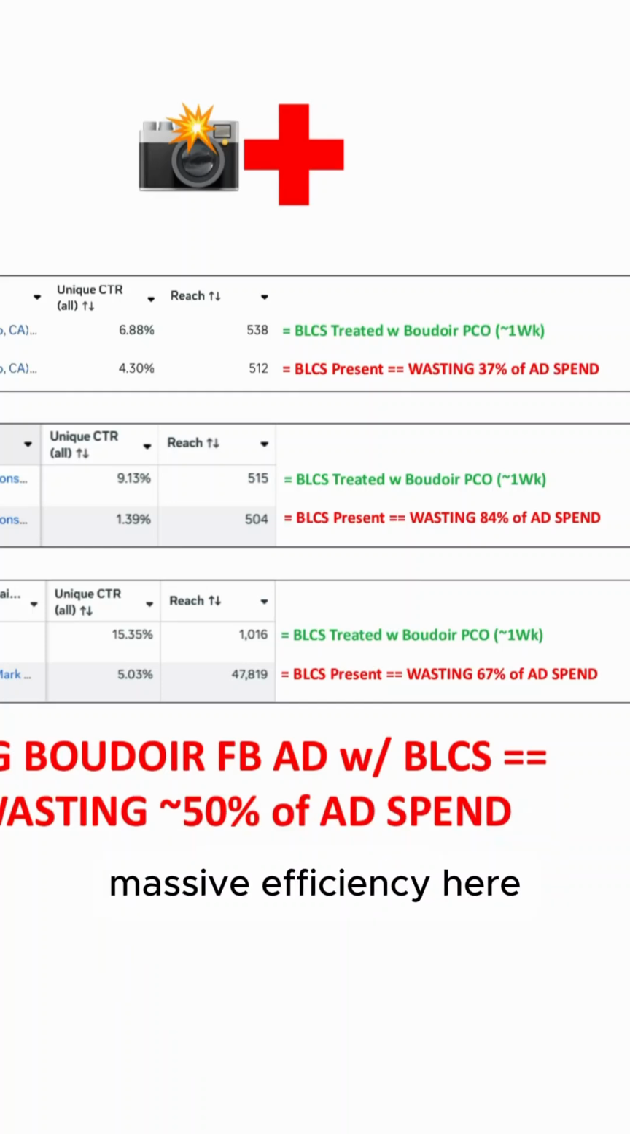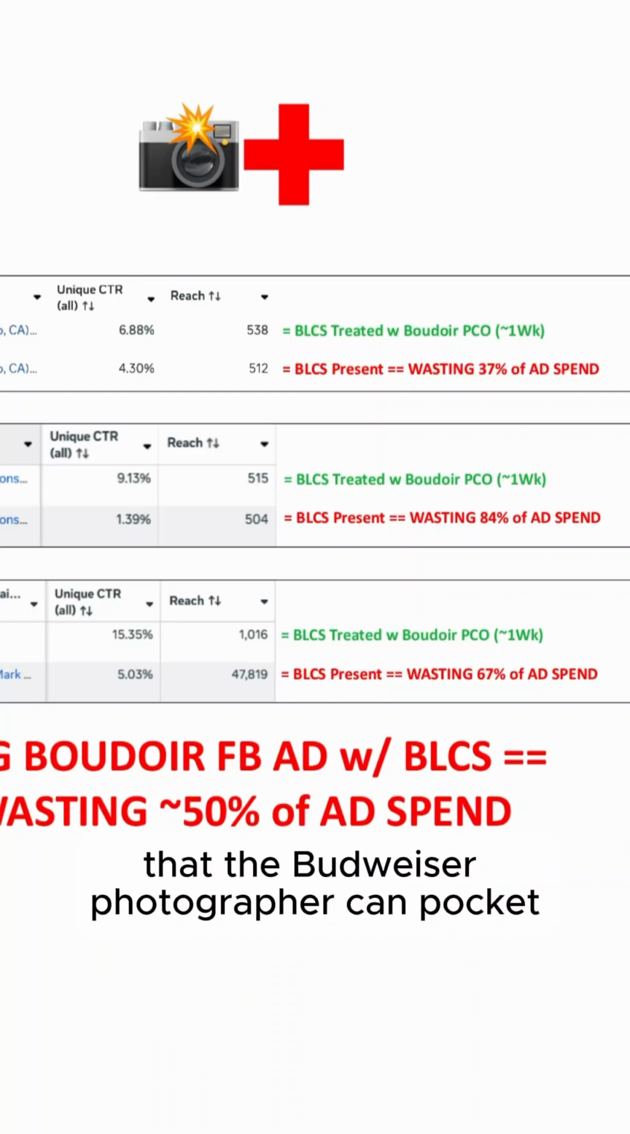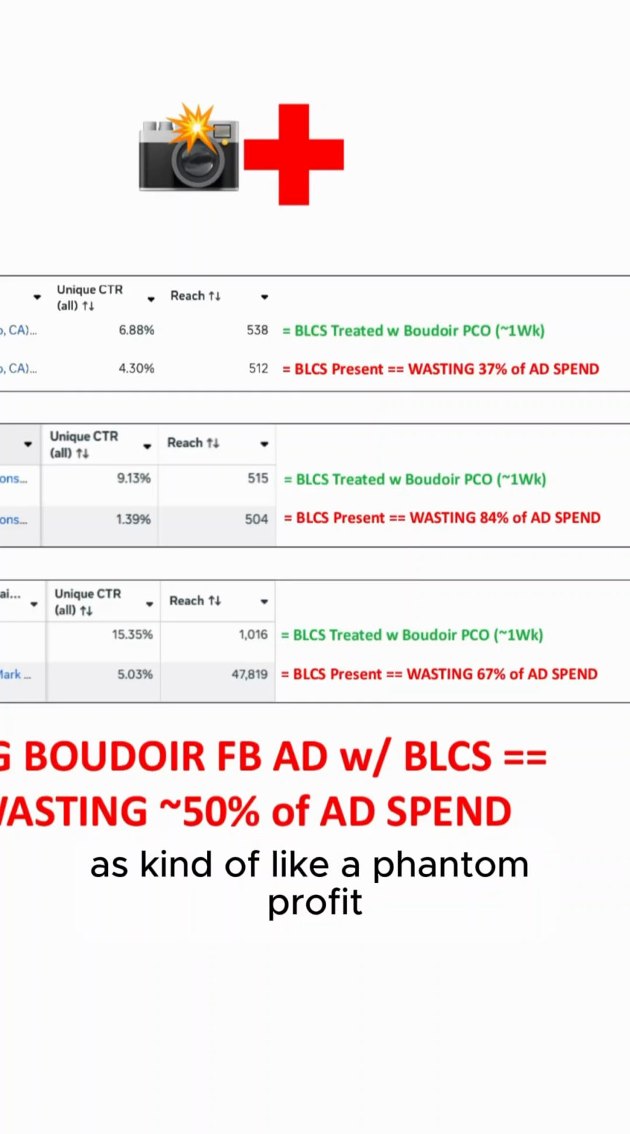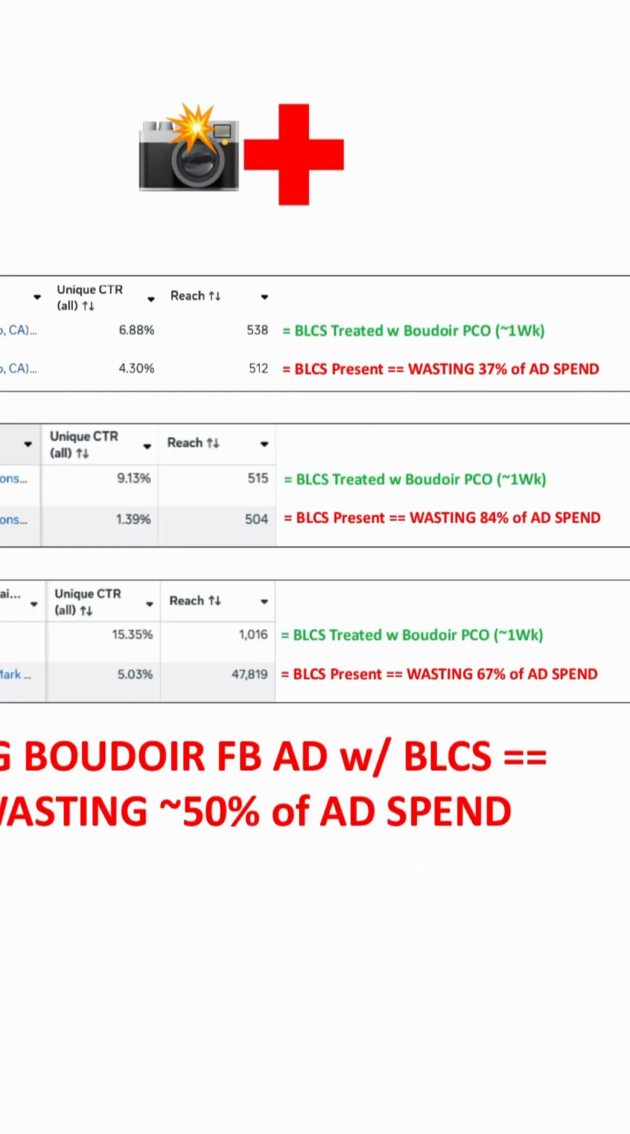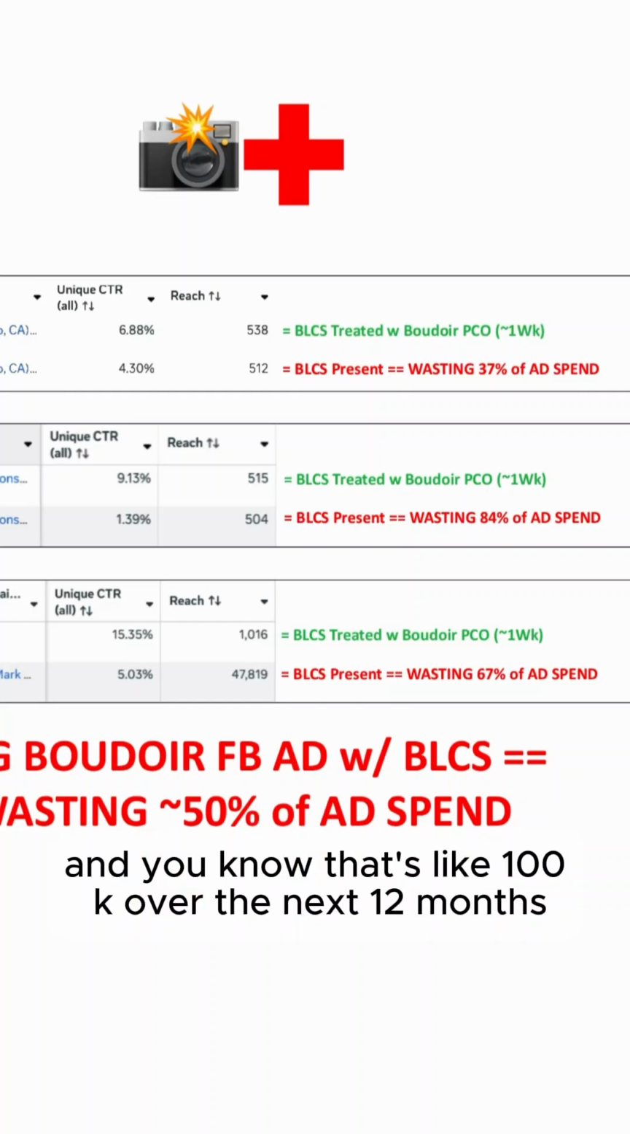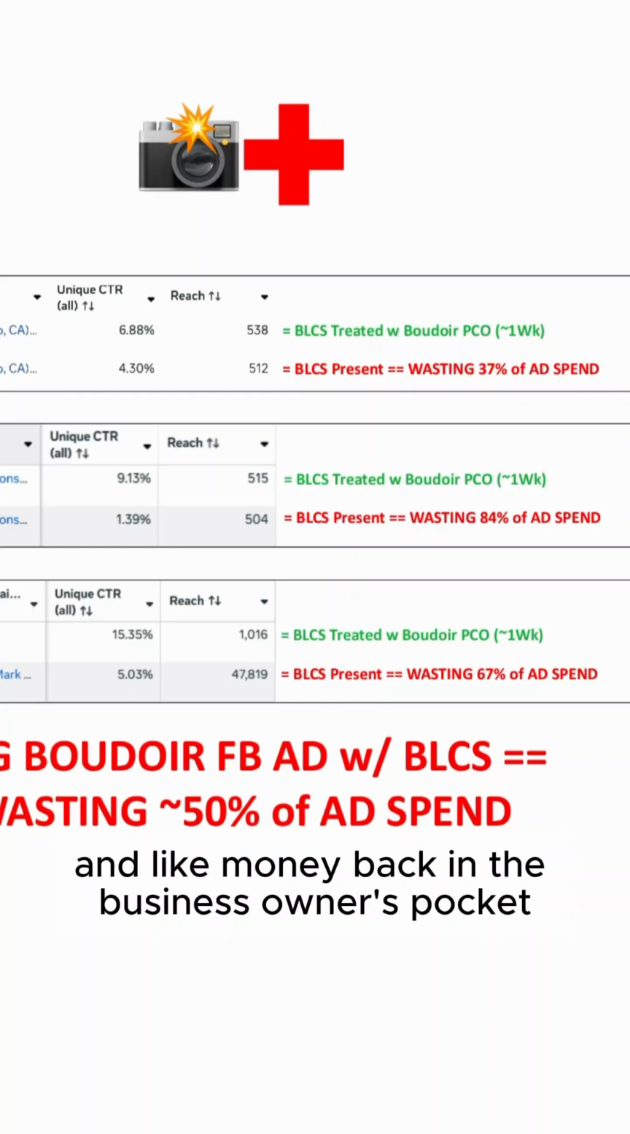So, massive efficiency here. It's $8,400 a month, literally, that the Boudoir photographer can pocket as kind of like a phantom profit, phantom bonus by simply not having to burn it. And that's like 100K over the next 12 months in money back in the business owner's pocket.